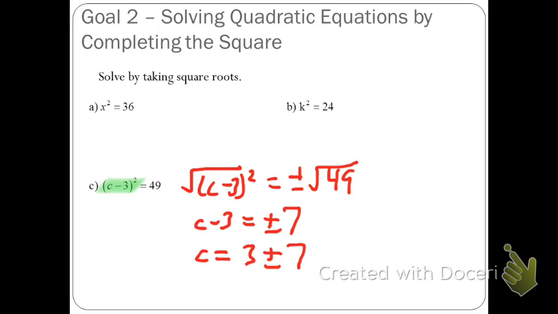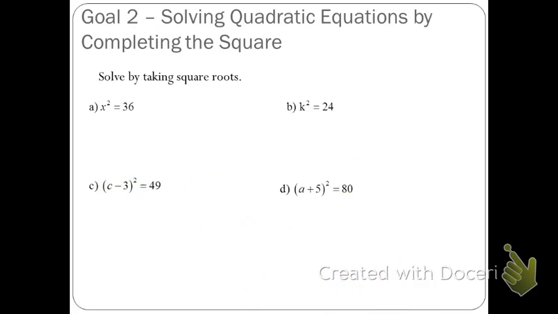And then actually this is going to give me two answers here. One answer is that c equals 3 plus 7, which equals 10. And the other answer is going to be c equals 3 minus 7, so c equals negative 4. Alright, let's try one more of those. You go ahead and solve part D for me, please.